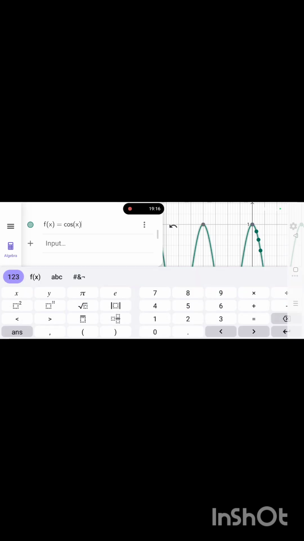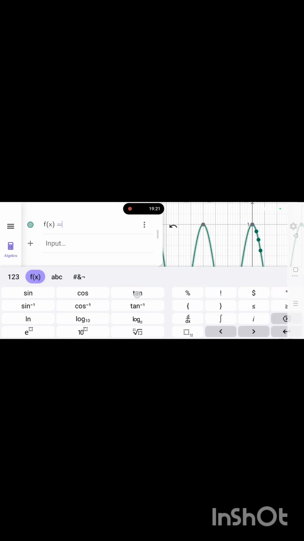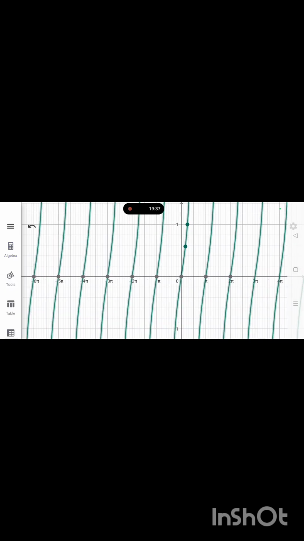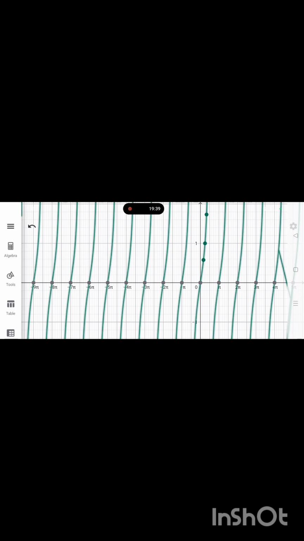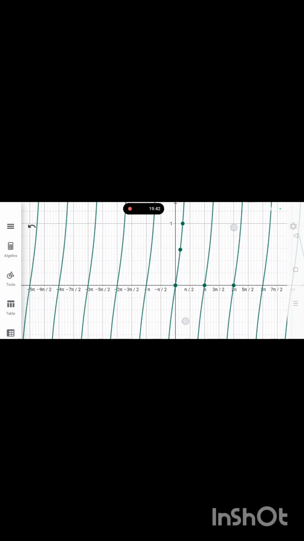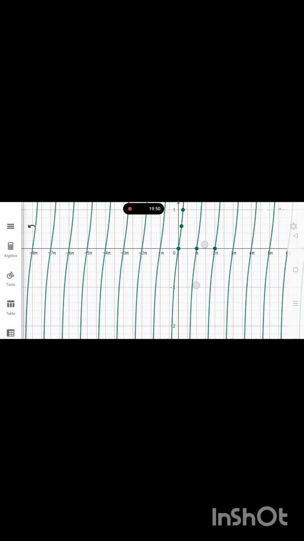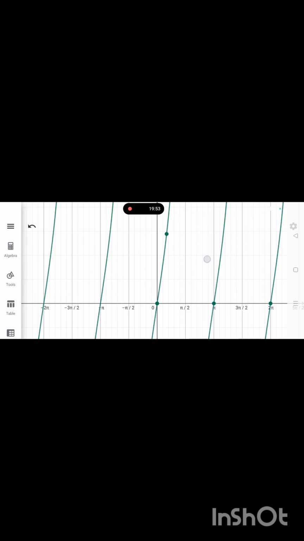Next, I'll change to tan. Tan x, that is x in place of the x value. I can give anything except odd multiples of pi by 2. Input can be any real number except the odd multiples of pi by 2. This is a tan wave. Look at this.